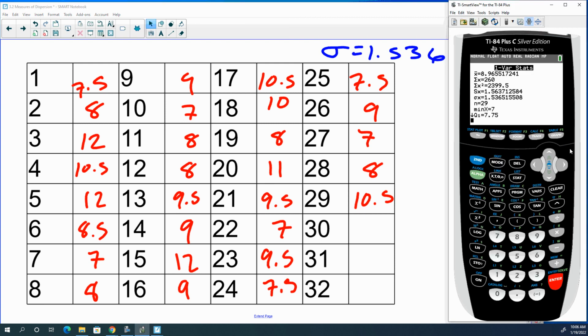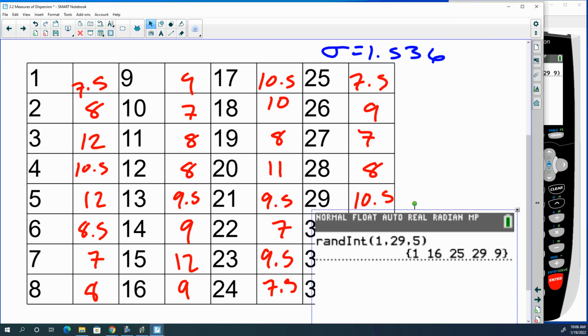If I wanted to do a sample from the students in the class, let's say I wanted to sample 5 students and then see how the standard deviation compares. The standard deviation from the sample should end up being kind of close, but it's not going to match exactly. So to get a sample from here, I can go Math, Probability, random integer, and I had 1 to 29 students. And let's say I'm going to choose 5 students. So I'm choosing students number 1, 16, 25, 29, and 9. Drag that right there so I remember which ones I'm going to do.